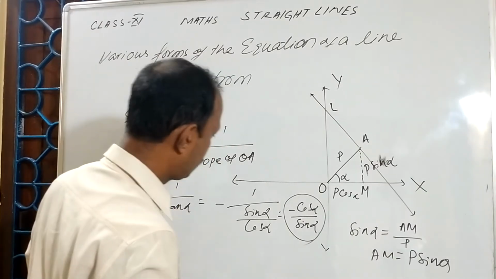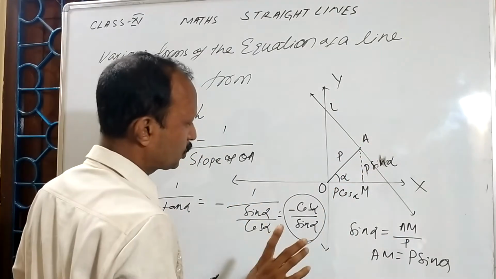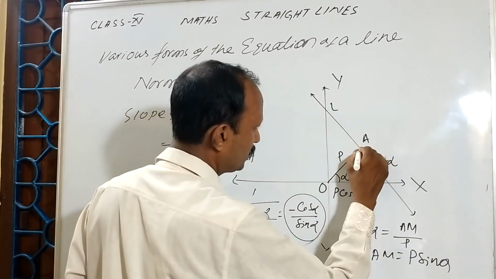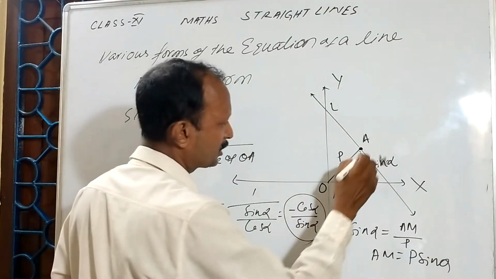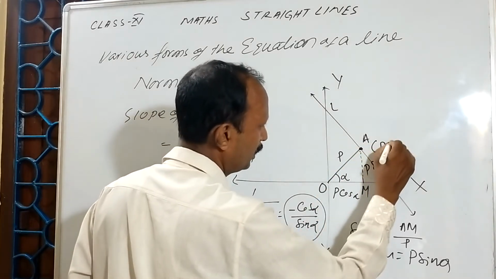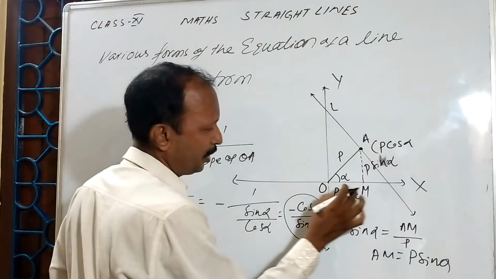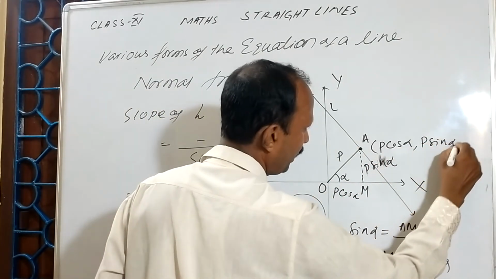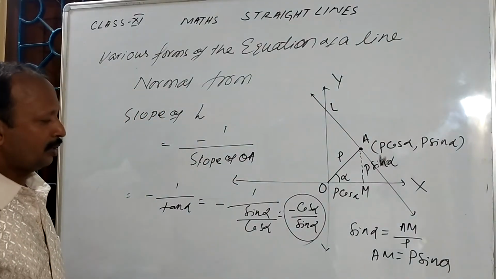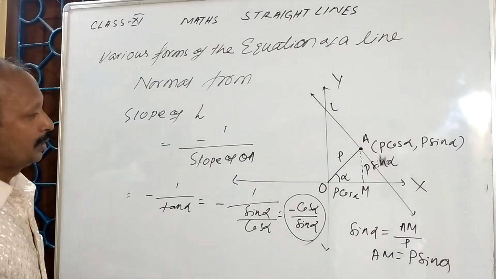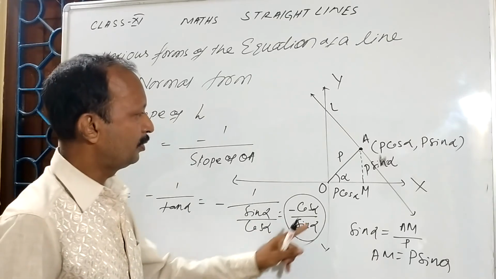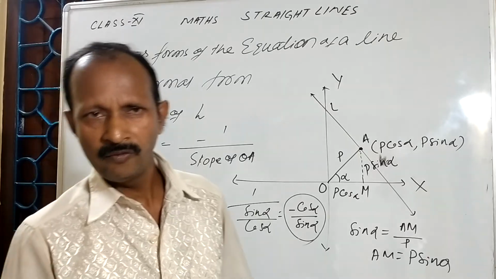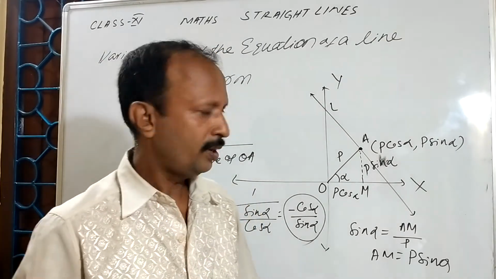Now we got the slope. One slope we found and one point we found. You see this point. What about the coordinates of this point? The coordinates of this point will be: X coordinate P cos alpha, Y coordinate P sin alpha. Okay, children, see here. Now we got the slope, we got the point. So easily by using the point-slope form, I can find the equation of the line.